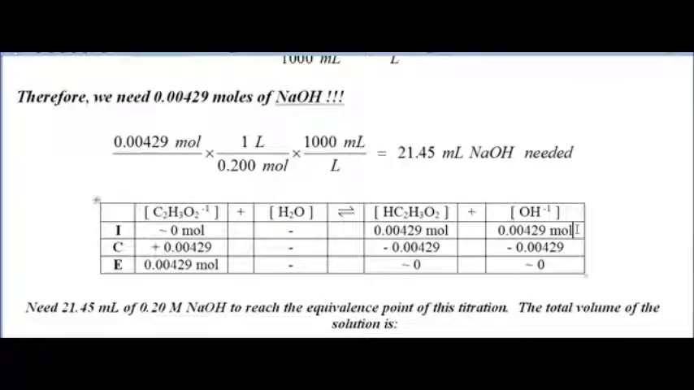Now again, using our ice chart here, same format, we're going to start off with approximately 0. So this is acting like we're starting from a brand new titration.